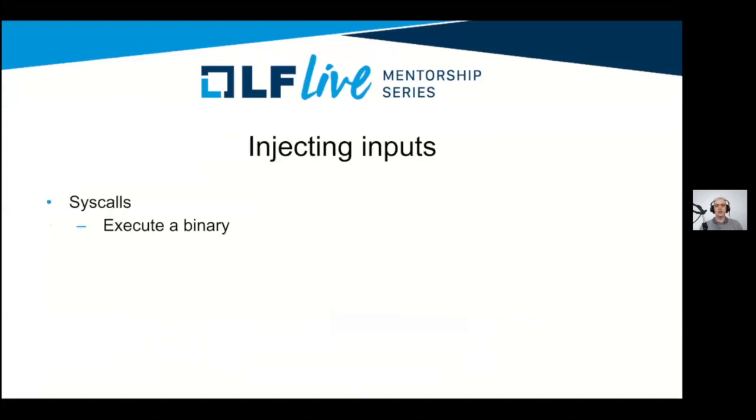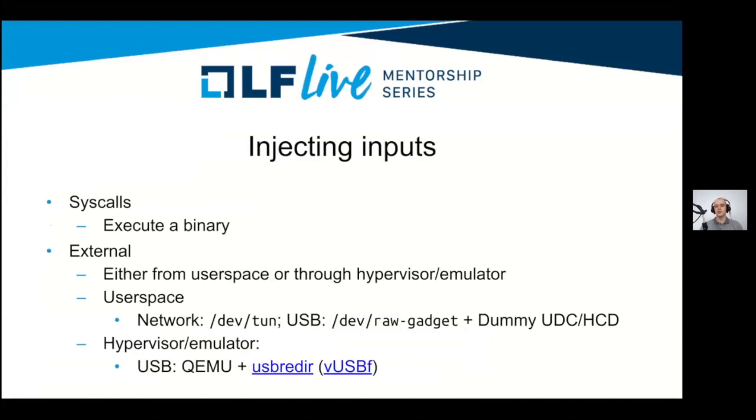So how do we inject inputs? In case of syscalls, this is really straightforward. You just execute the binaries that perform the syscalls, that's it. But in case of external inputs, that's maybe not trivial. I mean, if the inputs are generated by hardware, you could take a piece of hardware and actually use it to generate inputs, but that scales poorly and doesn't always work. The other two approaches that you can use are either injecting inputs from user space or using a hypervisor or emulator.